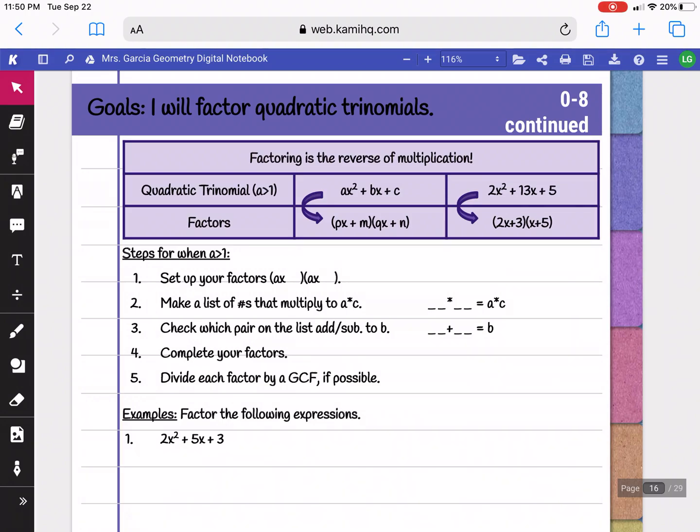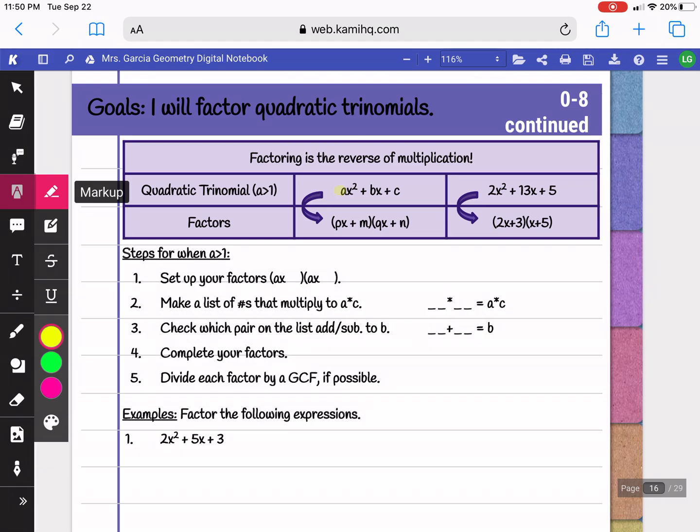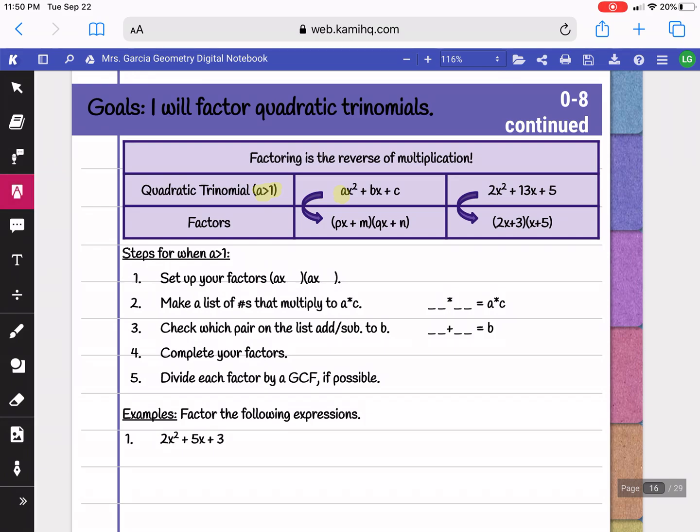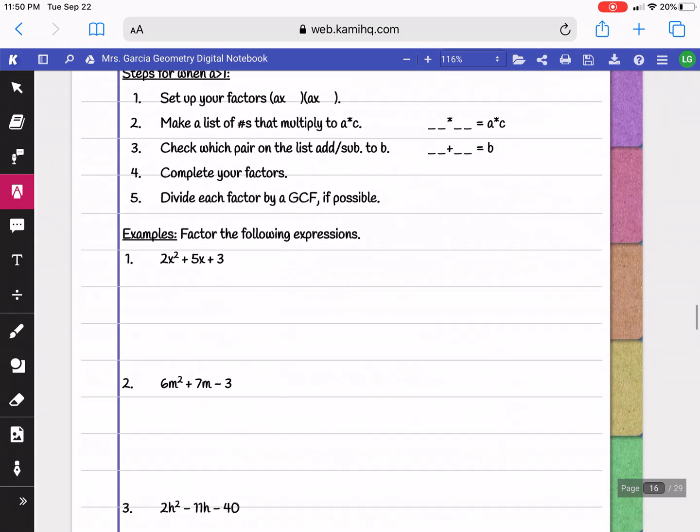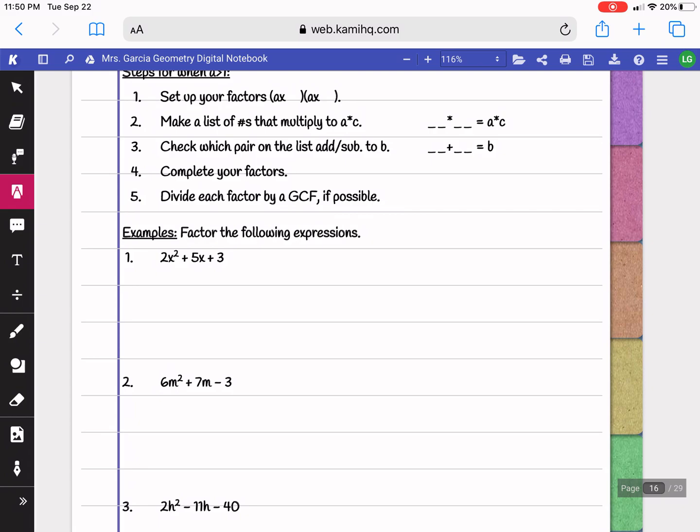In this next video, we're going to continue with topic 08, which is factoring. But now we're going to factor when the number in front of x squared is bigger than 1. So we're going to have an a that is greater than 1 this time. Here, you're going to have a few more steps, but the main steps that you're using are the same as when a is 1. So I'm going to start by setting up my factors.